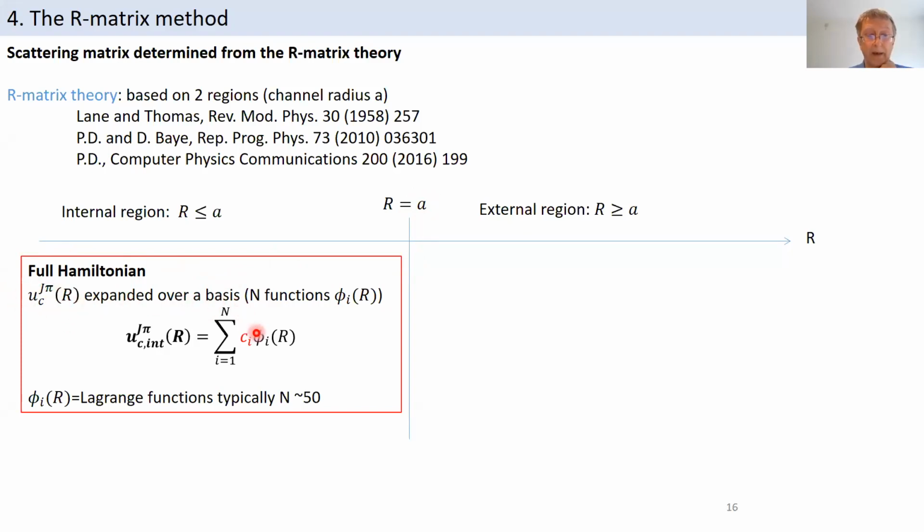And in the internal region, you have to consider the full Hamiltonian, and you expand the wave function over a basis. And so you have N functions. A typical number is 40, 50. And in fact, you can choose any basis function, for example, Gaussian functions or sine functions. Here I'm using Lagrange functions, and I will show you in the next slides what is the advantage of Lagrange functions.